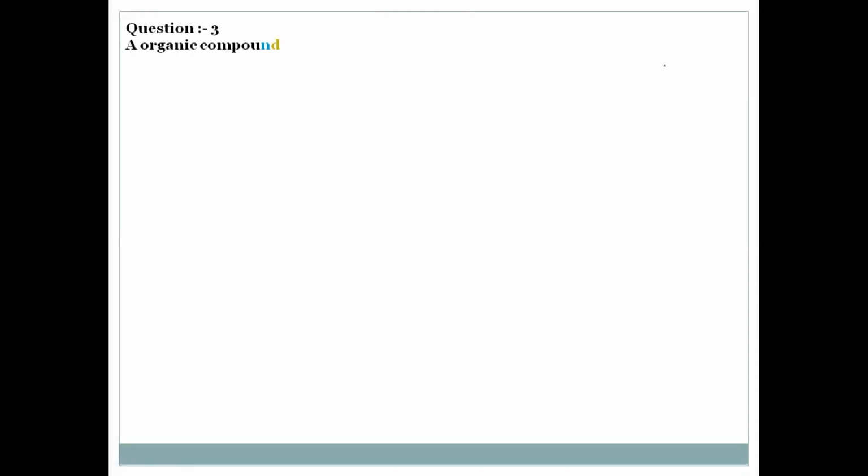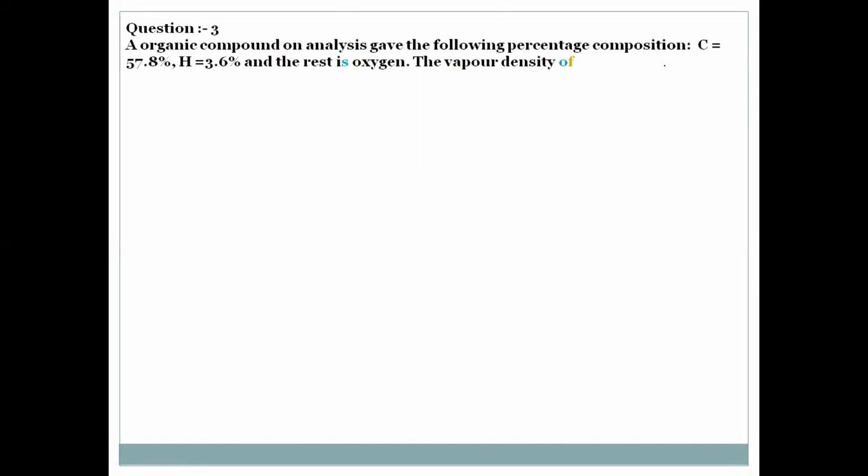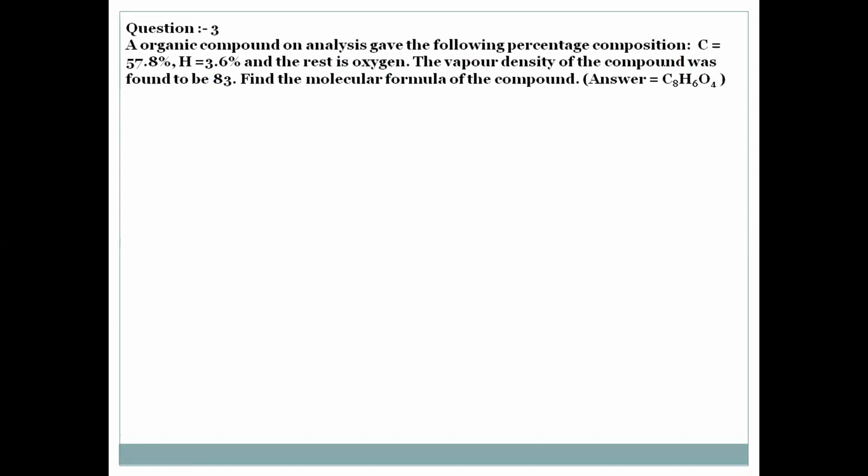Question number 3. An organic compound on analysis gives the following percentage composition. Percentage of carbon is 57.8%. Percentage of hydrogen is 3.6% and the rest is oxygen. The vapor density of the compound was found to be 83. Find the molecular formula of the compound.